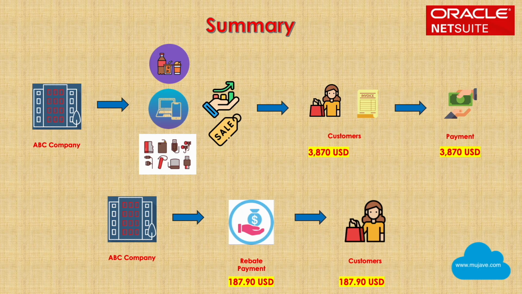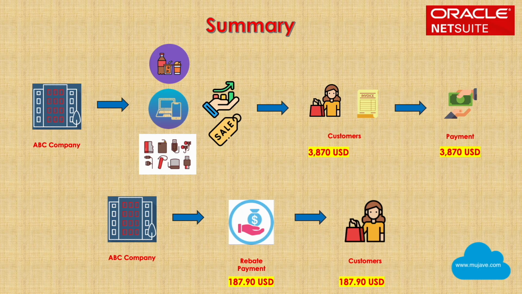So, after the sales are done, we now calculate the rebate. In this case, the total rebate amount is $187.90. So, our company, ABC Company, will now pay $187.90 as rebate to the customer. This is like an incentive. It keeps the customer happy and encourages them to buy more from us in the future.